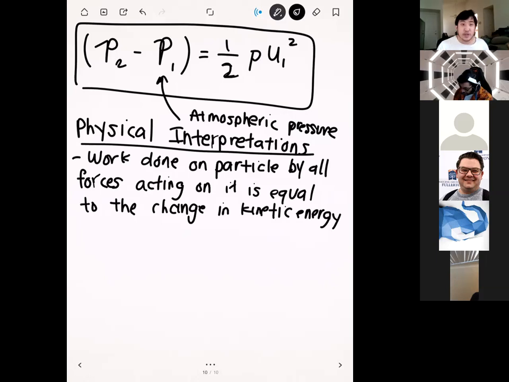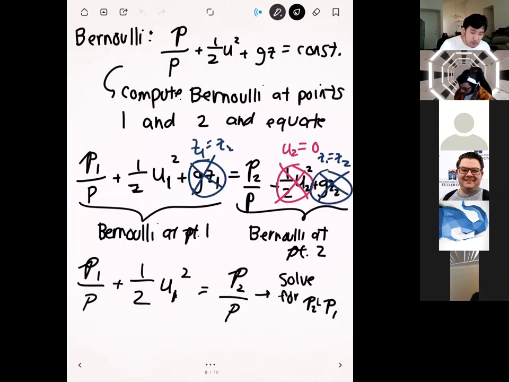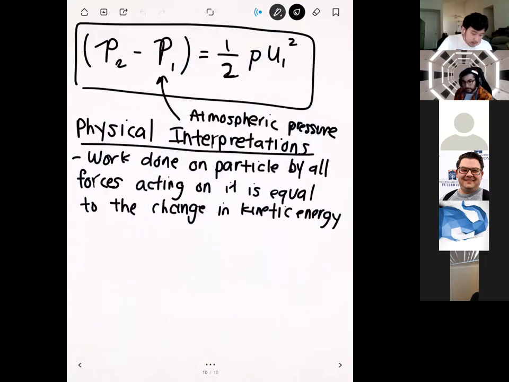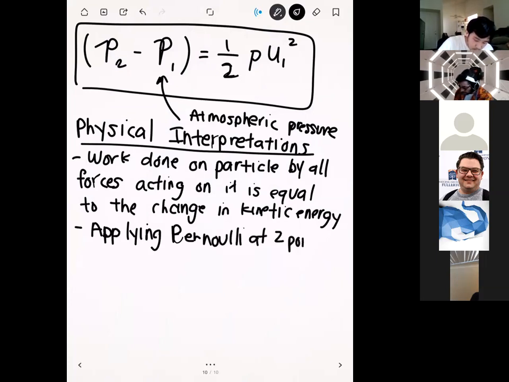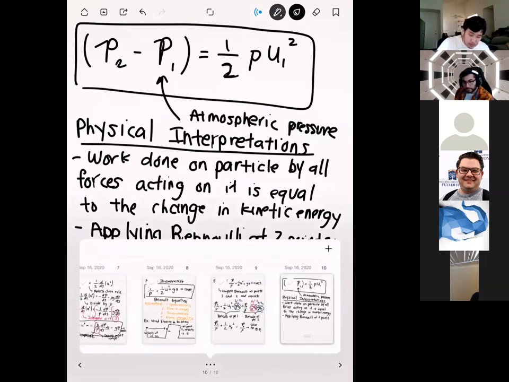And so we can actually apply this interpretation to Bernoulli. Okay? Let's take basically the same expression here, where we take the Bernoulli equation at 2 points. Okay. And so we'll compare the Bernoulli equation at 2 different points. And what I'm going to do is rearrange the terms a little bit. Okay? The way I'm going to rearrange the terms looks like this.